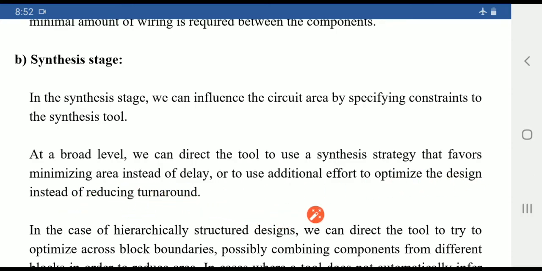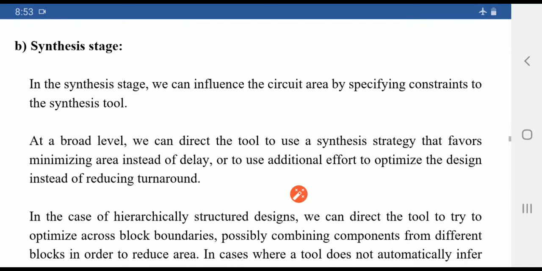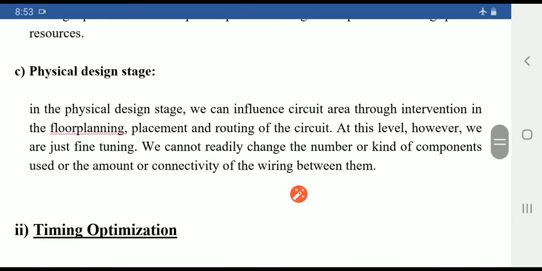Synthesis provides us the summary, meaning the netlist information, which includes the interconnecting wires, the gates and the multiplexers. So by reducing all these multiplexers or gates and the interconnecting wires also, we can reduce the area in the synthesis. The third is the physical design stage.